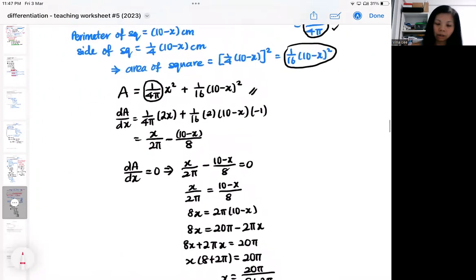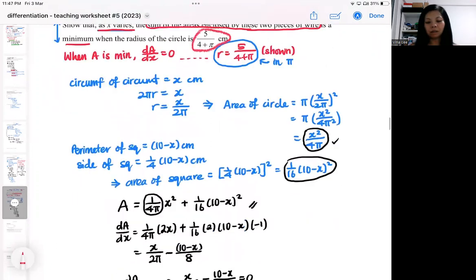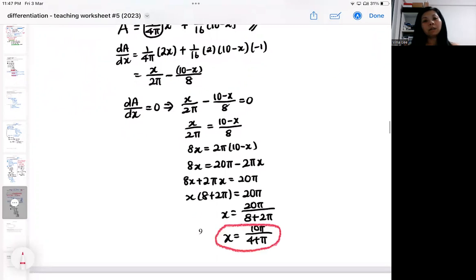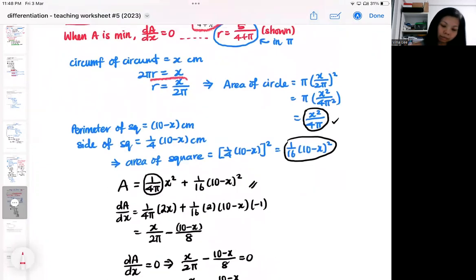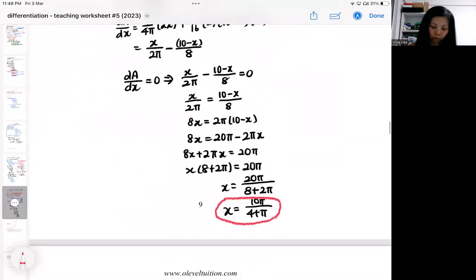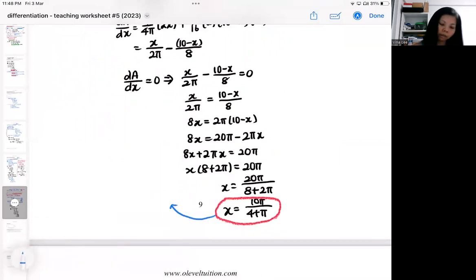But you realize that it looks different from what the question wants, because the question wanted the radius. You are not getting the radius. So at this point, you are not getting the radius yet. Where is your radius? Your radius is here. Your radius is x divided by 2 pi. So you still need a further step. Okay, I'm going to squeeze my working on this side. So the radius is actually x divided by 2 pi.